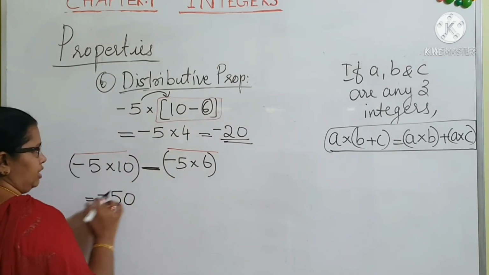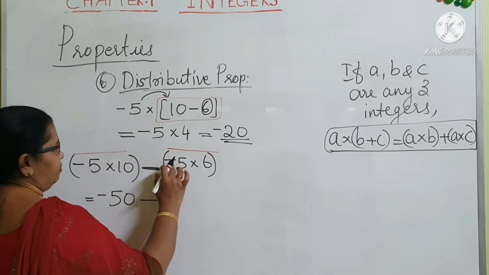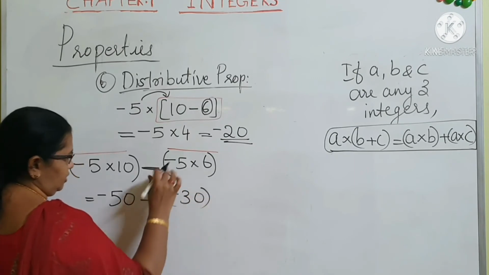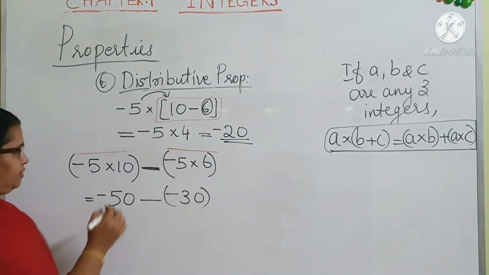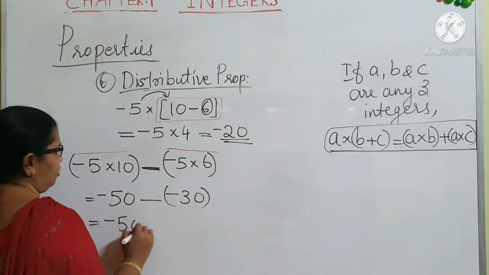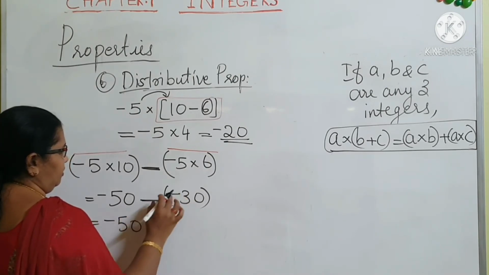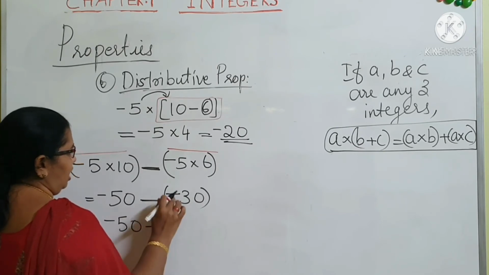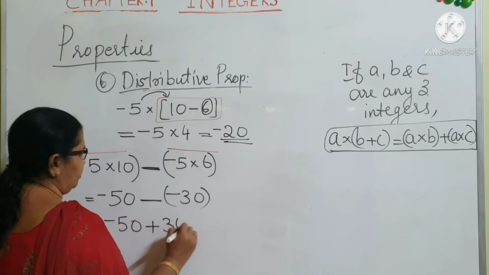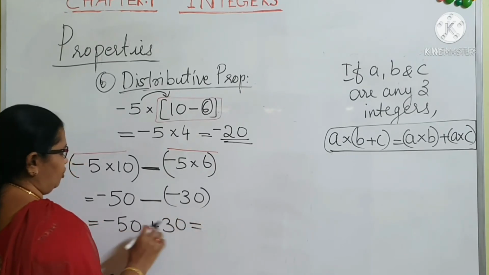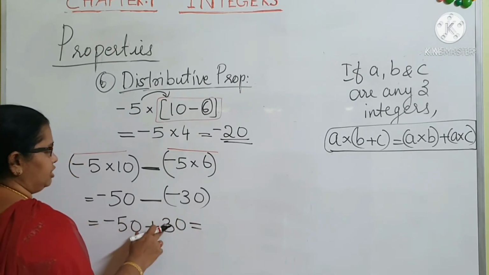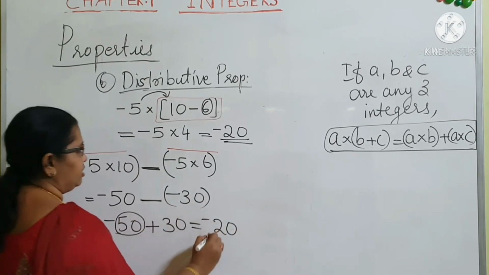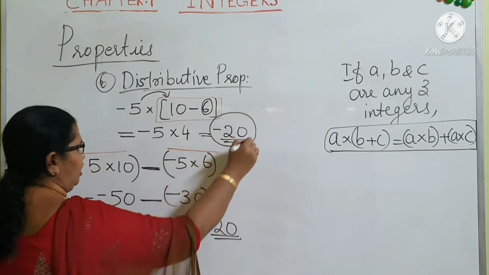Negative 5 into 10 is negative 50. Negative into positive is negative. Minus negative 5 into positive 6 is negative 30. Negative into positive is negative. Then that is equal to negative 50 plus the additive inverse of negative 30, which is positive 30. What is the sum? Negative 50 plus 30. This is negative and this is positive. Subtract them and place the sign of the bigger integer, 50. Negative 20.